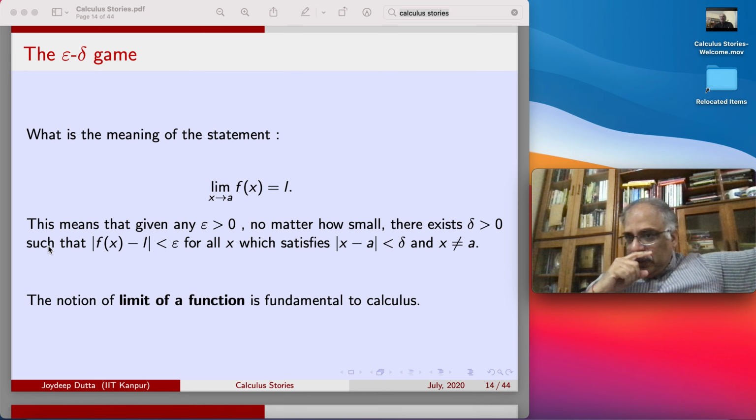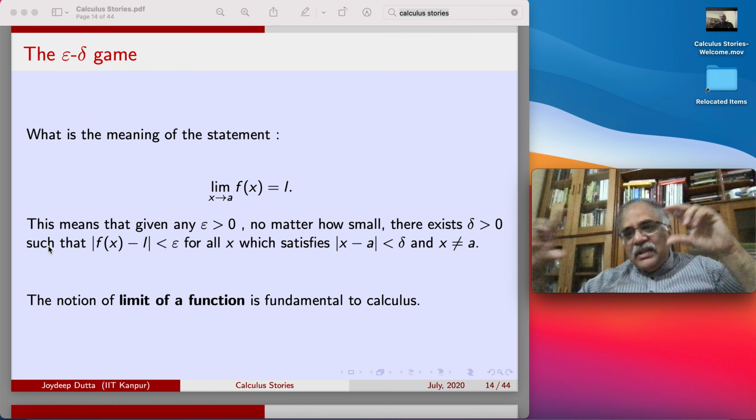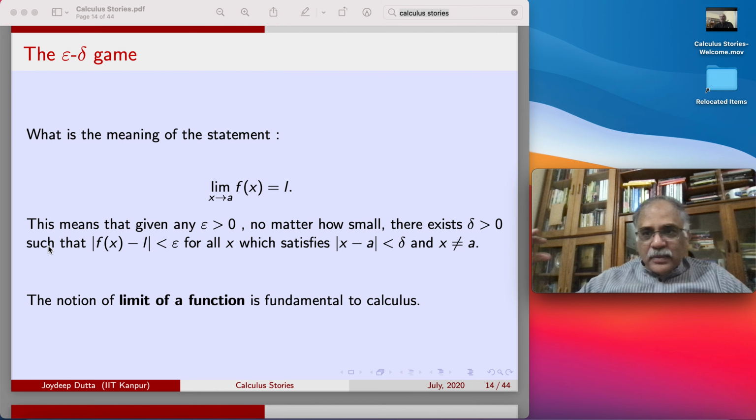So based on the choice of epsilon, you can choose your delta. Then you can say, okay, if epsilon is very small, there is another number which is very small, and within that range, all those x's, f(x) is lying within that epsilon range. That is, f(x) is lying between L minus epsilon and L plus epsilon whenever x is lying between a minus delta and a plus delta, strictly.